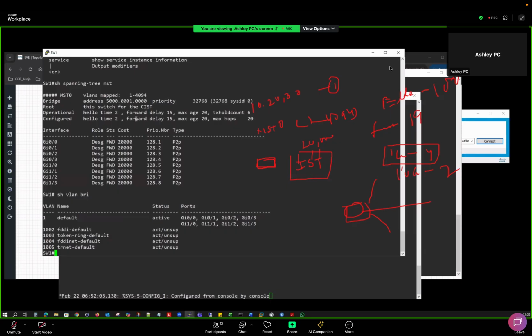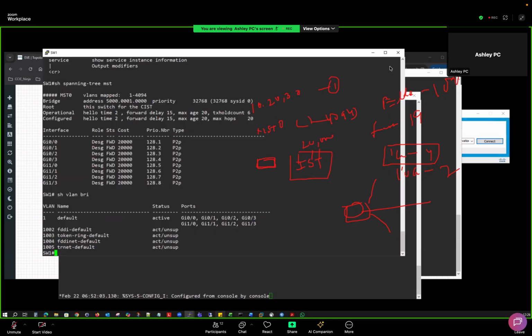4,094. And if it is a 1 gig interface, what is the cost, guys? 4. Yep. So if I have a cost for 1 VLAN, approximately how many VLANs do you have over here? 4,094. So approximately when we calculate over there, the cost will come like this only.